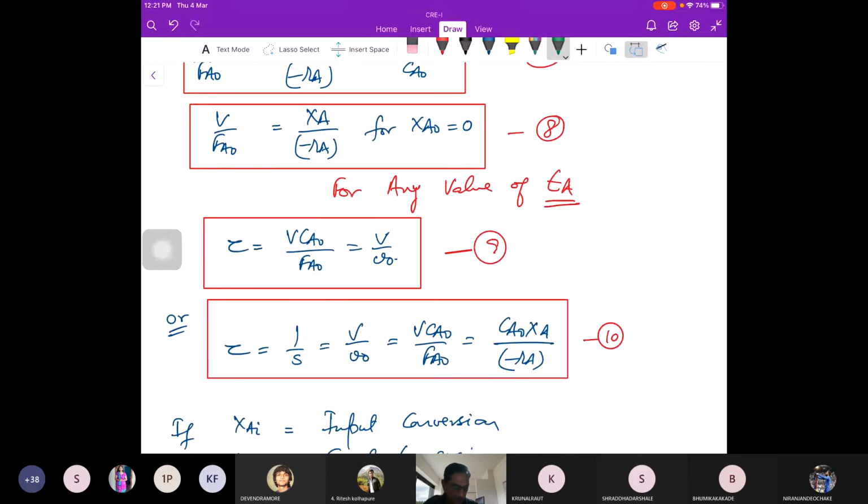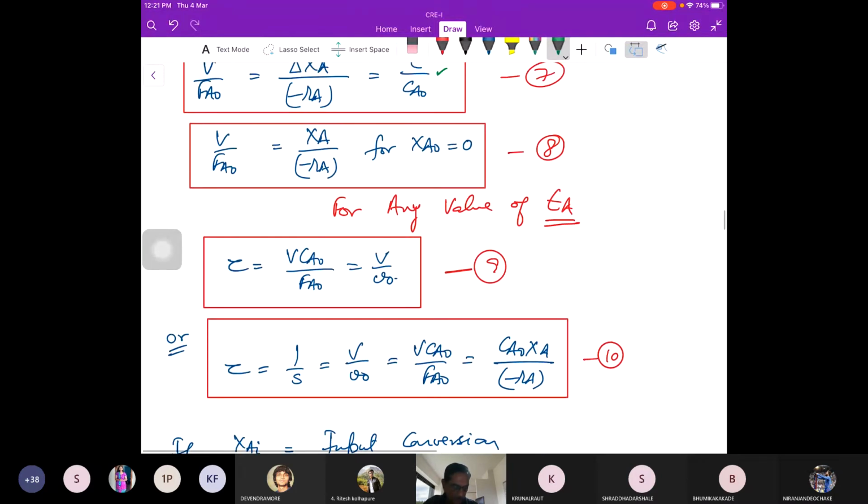So tau is equal to, what will happen here, if you take this equation 1/2 is equal to v/v0, or v CA0/FA0 is nothing but CA0 into XA/-RA from this equation 8. If XA0 is there, then instead of XA it will be delta XA, nothing else, if the initial conversion is not 0. Okay, any questions on equation 10?